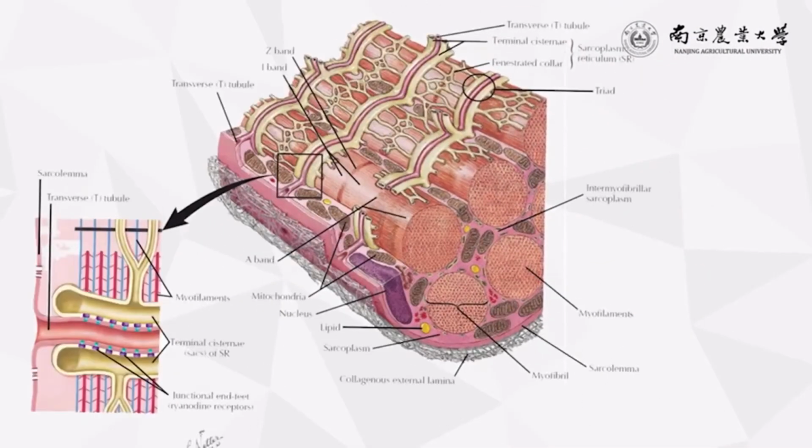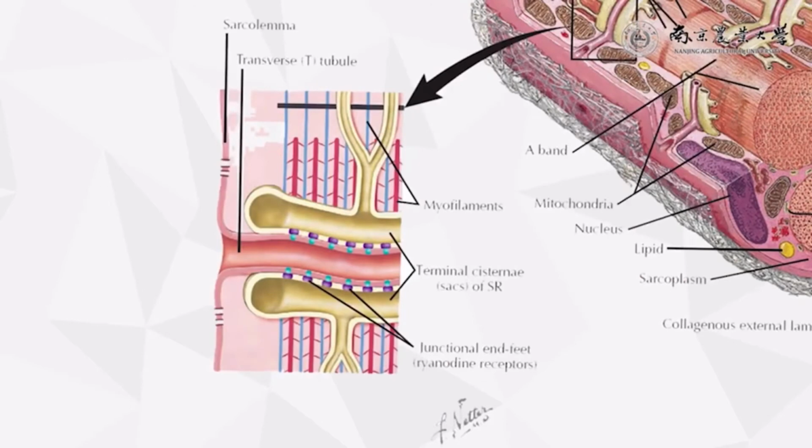This is the segment of the skeletal muscle fiber, enlarged to show its major components. Here are the details of the muscle triad. A transverse tubule invaginates from the sarcolemma to closely associate with the terminal cisternae of the SR to form a triad.